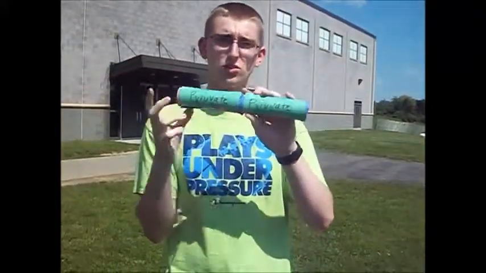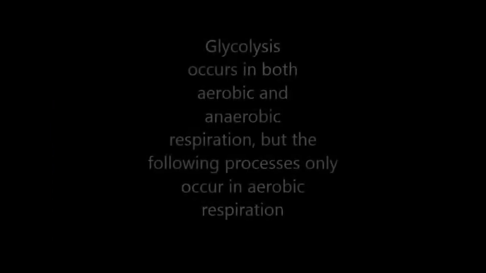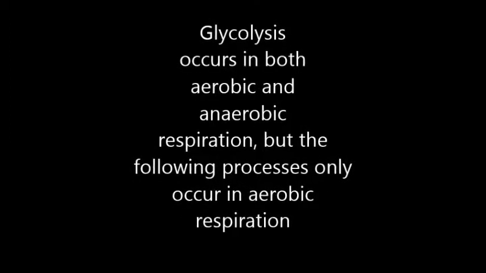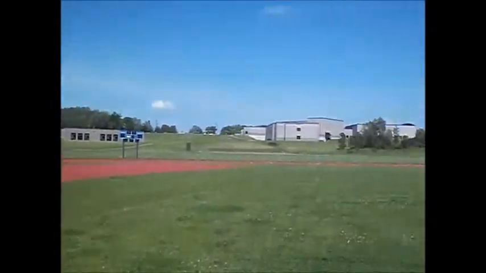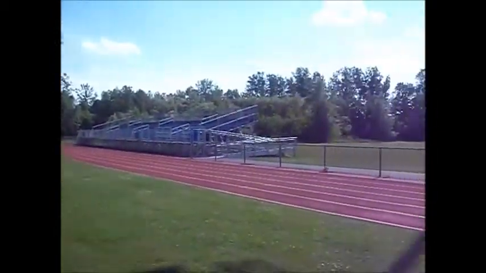During glycolysis, glucose becomes pyruvate, which creates 2 ATP. Glycolysis occurs in both aerobic and anaerobic respiration, but the following processes only occur in aerobic respiration. The 2 pyruvate become 2 acetyl-CoAs, which releases 2 carbon dioxide and NADH. Inside the mitochondrion, acetyl-CoA releases NADH, FADH2, 4 carbon dioxide, and 2 ATP.